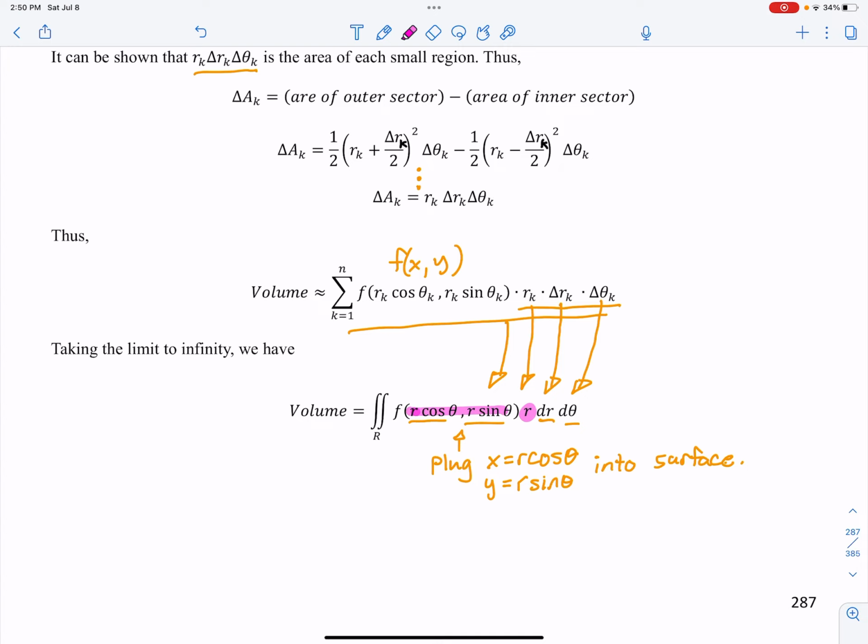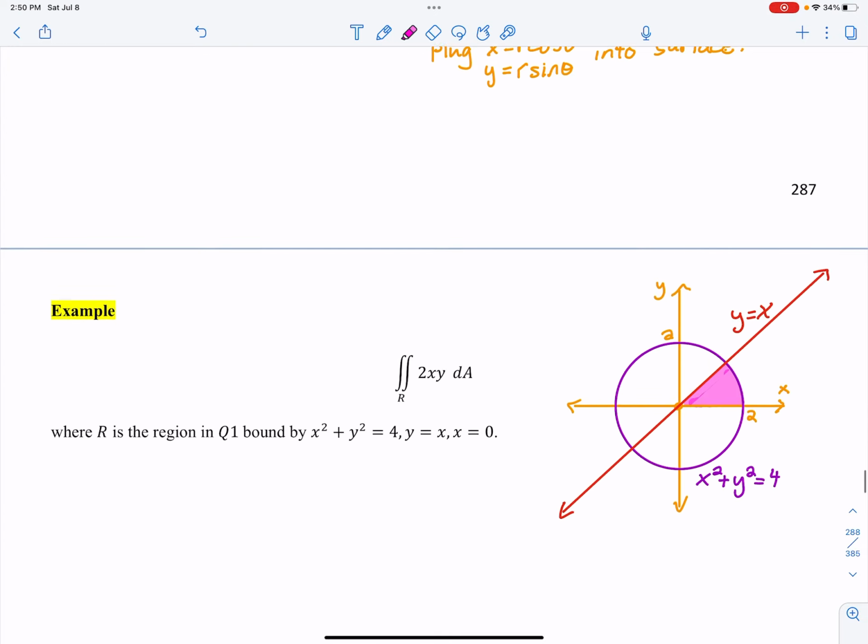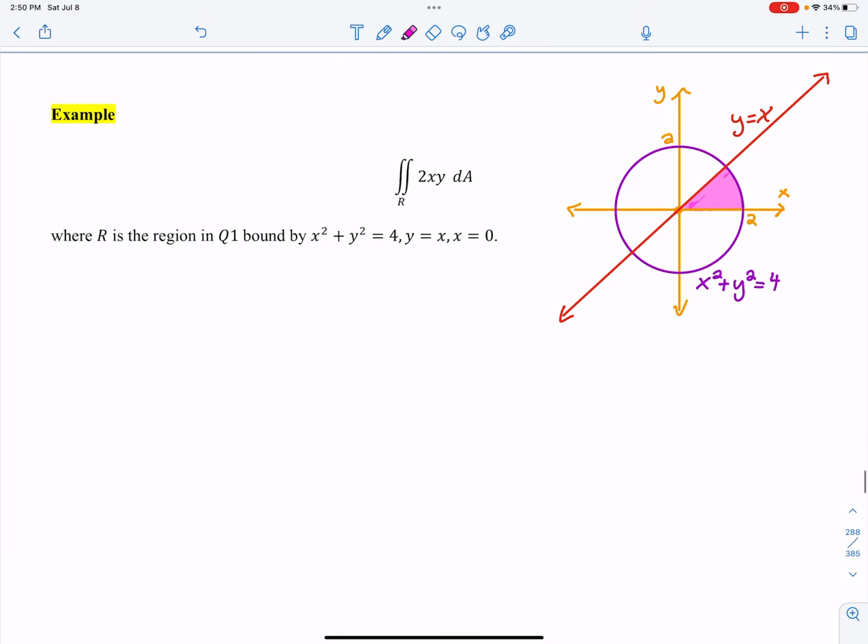All right, that's our converting to polar. Let's go ahead and try an example. So we have this integral over region R, and then they tell me that R is a region in quadrant 1, bound by the circle x squared plus y squared equals 4.